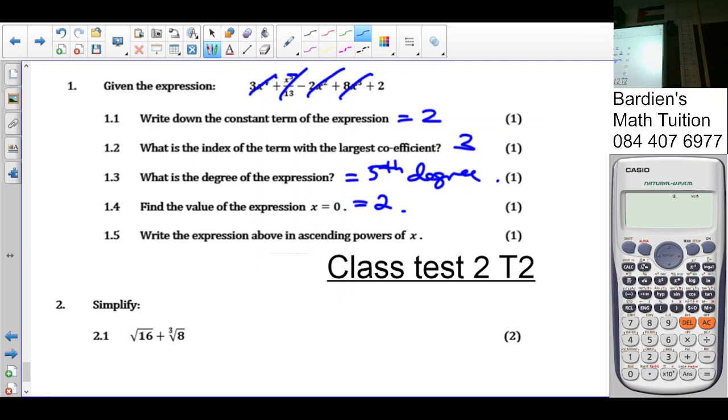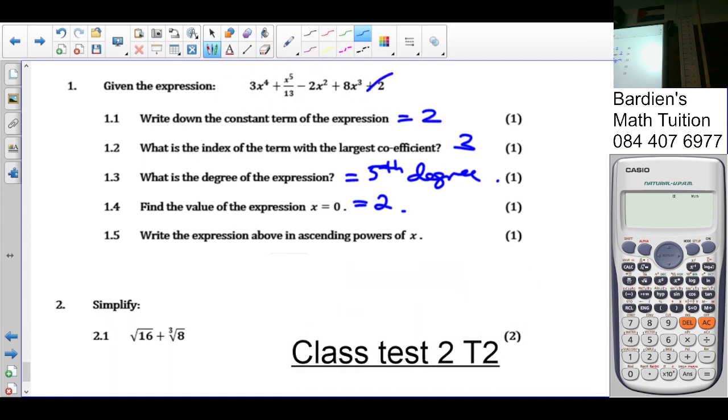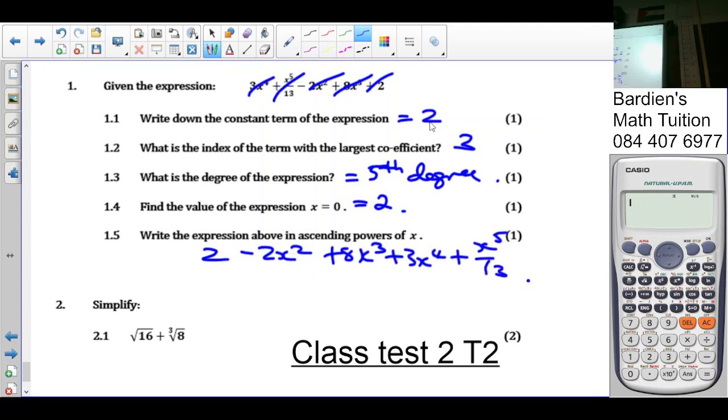Next question. Write the expression above in ascending powers of x. What does ascending mean? Smallest to biggest. So where do I start? With 2. There's no x there, so it's 2. Next, negative 2x squared. Not so. 8x cubed. Then 3x to the 4. Then plus x to the 5 over 13. What if they'd ask you what is the coefficient of this term?